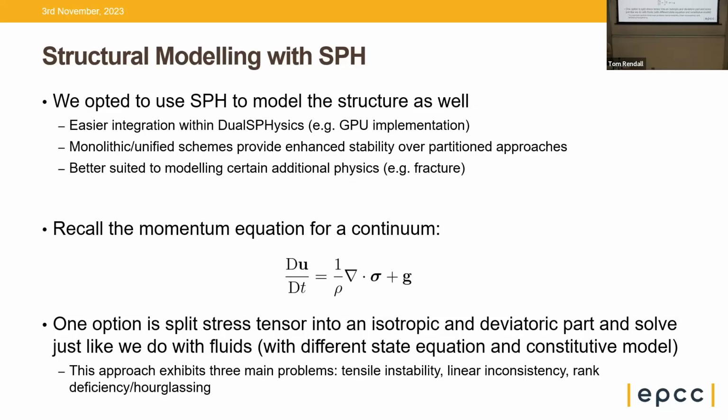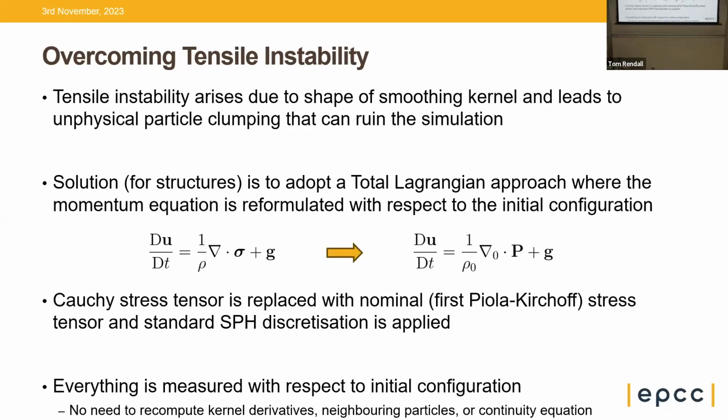So how do we do it with SPH? Well, if we go back to our momentum equation, which is valid for any continuum, not just fluid, one way to do it is to split the Cauchy stress again into an isotropic and deviatoric part, modify the equation of state so it captures the physics of the constitutive model, and then just solve it like we did before. It semi-works. It's quite unstable, and there are three main issues with how this works: tensile instability, linear inconsistency, and rank deficiency as well. So I'll talk a bit about how we overcame those.